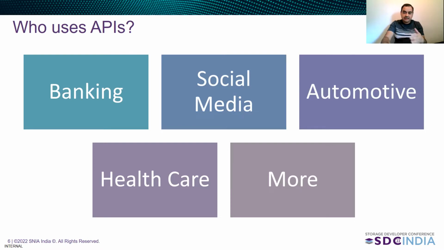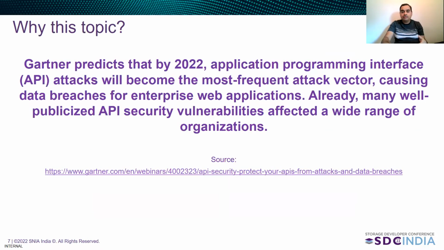So with that set, let me jump into why I chose this topic and why it is important. This is a prediction that was made a couple of years back by Gartner, for 2022. Now we are nearing the end of 2022, in a couple of months, or I would say the middle of 2022. Gartner predicted that by 2022, API attacks would become the most frequent attack vector, causing data breaches for web applications. I have put the source here.